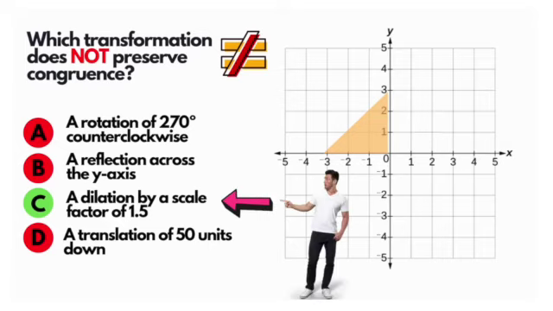So, which transformation does not preserve congruence? C, a dilation by a scale factor of 1.5.